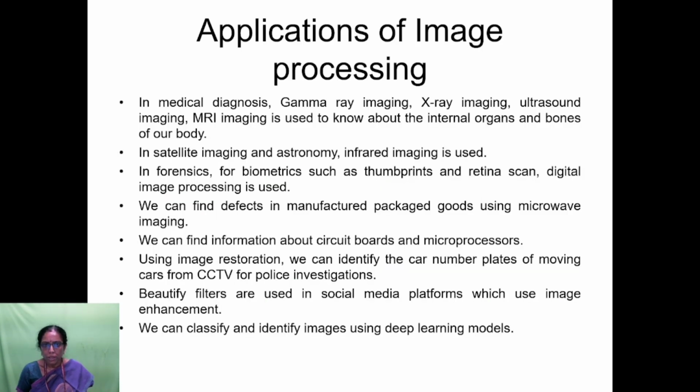Applications of image processing. There are very numerous applications involved in image processing. In medical diagnosis, image processing is mainly used to detect various diseases. Gamma ray imaging, X-ray imaging, ultrasound imaging and MRI imaging are used to know about the internal organs and bones of our body. Even in cancer detection, image processing plays a very crucial role.